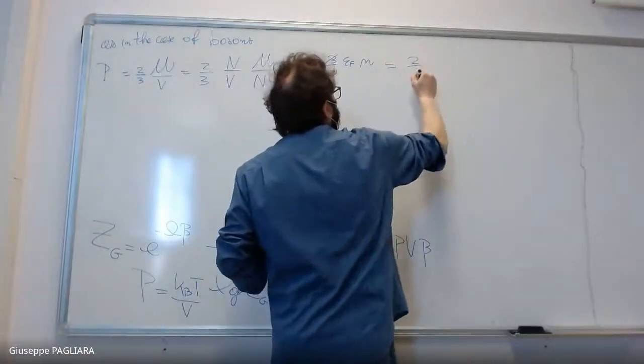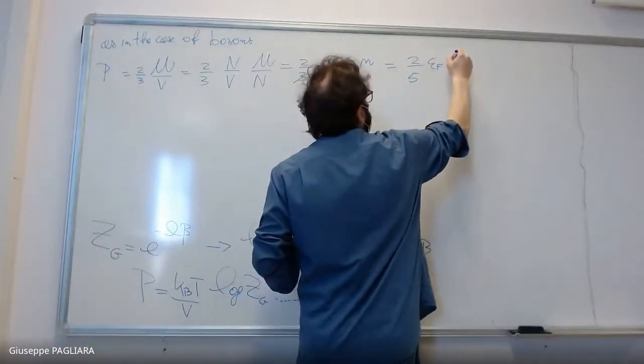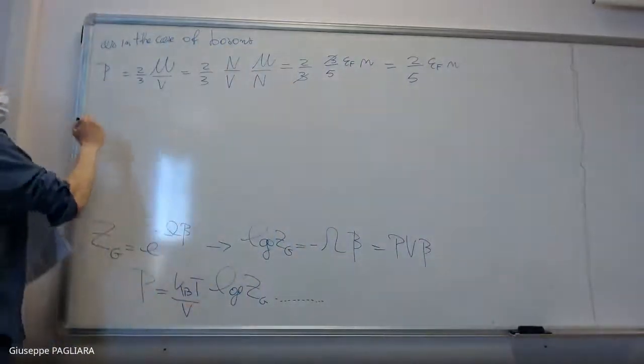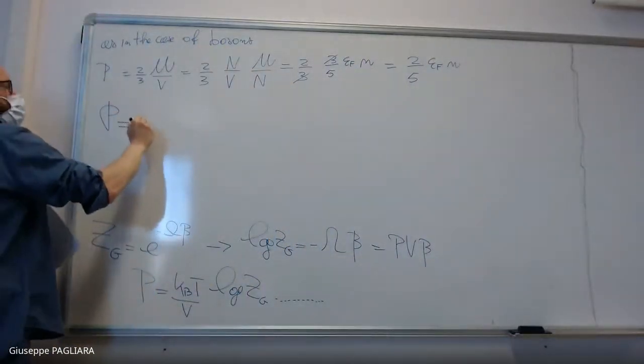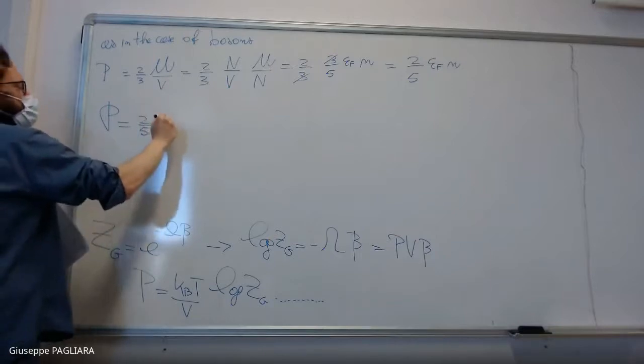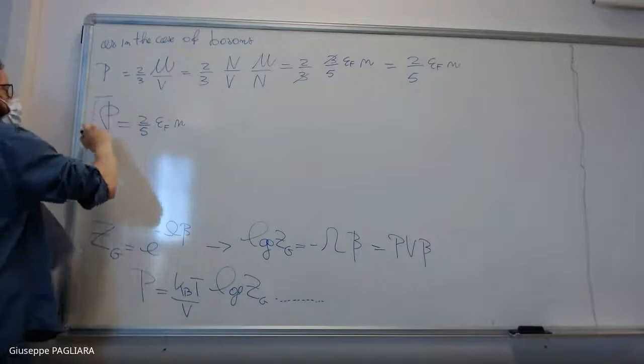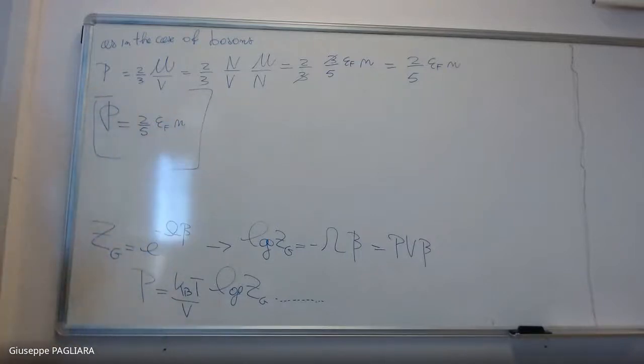So you have 2/5 times the Fermi energy times n, and this is the pressure. So P is equal to 2/5 times the Fermi energy times the density. As opposed to the case of a classical particle, suppose that I can extrapolate the equation of state of the ideal gas to T equals 0. I have PV is equal to k_B T, and therefore at T equals 0, the pressure will be equal to 0.